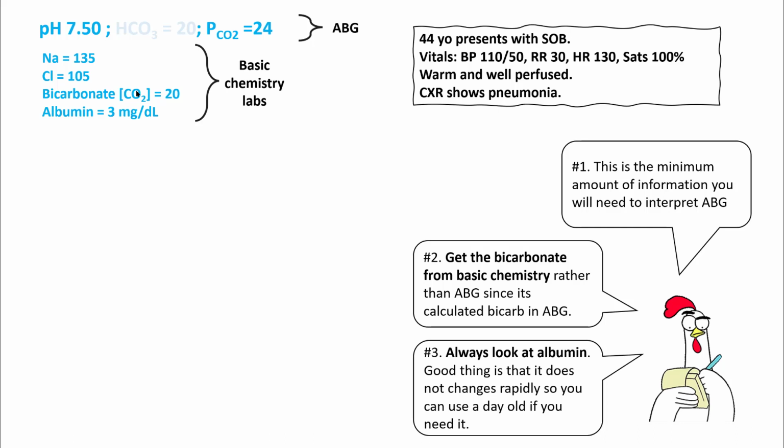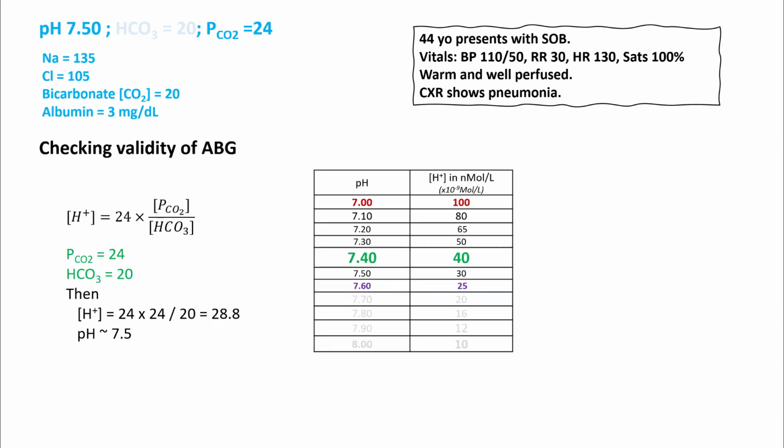Lastly, always look at your albumin levels, as you will need the information to calculate your anion gap. The good thing is that this level does not change as rapidly, so you can use a day-old albumin if you need it. So step 1, let's check the validity of this ABG.